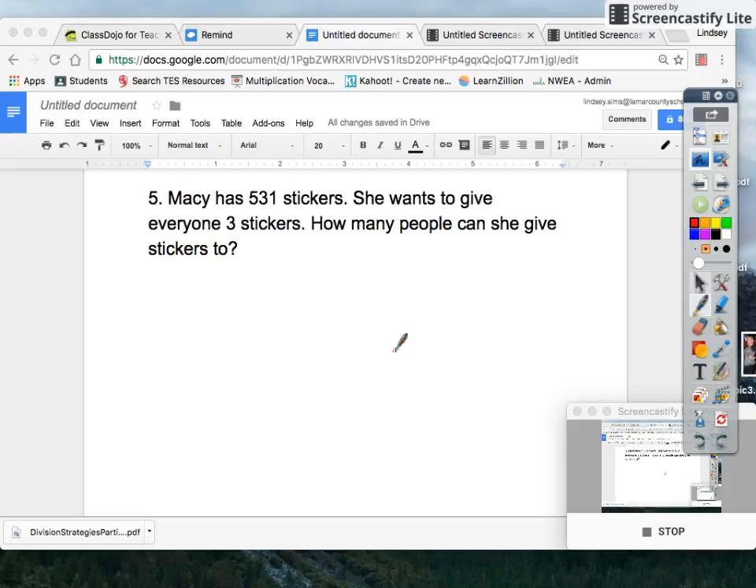Number 5 says Macy has 531 stickers. She wants to give everyone 3 stickers. How many people can she give stickers to?